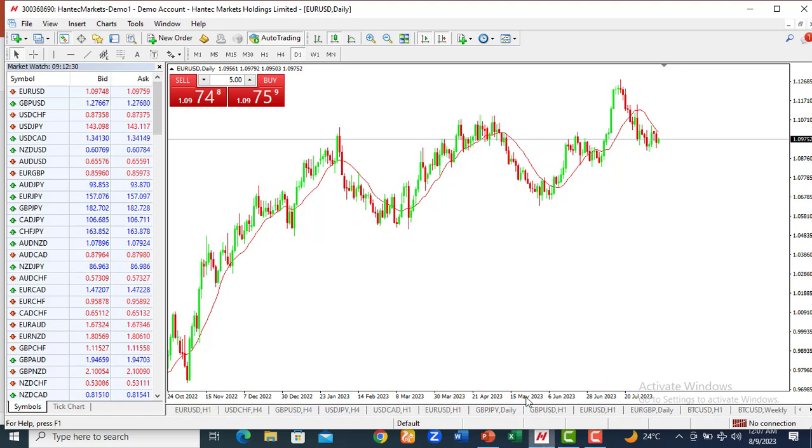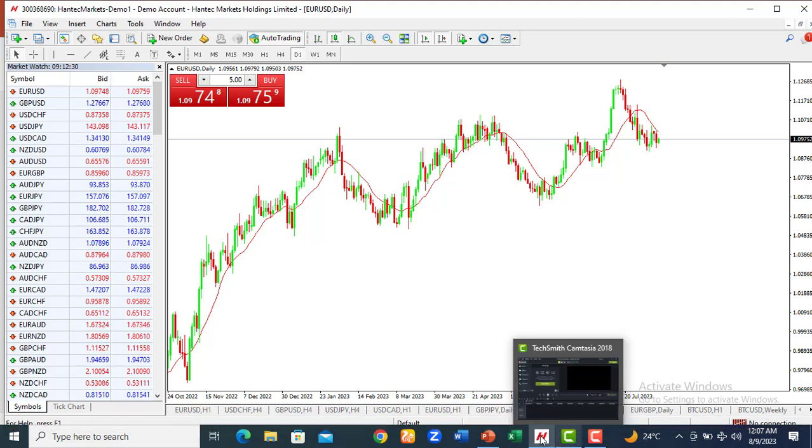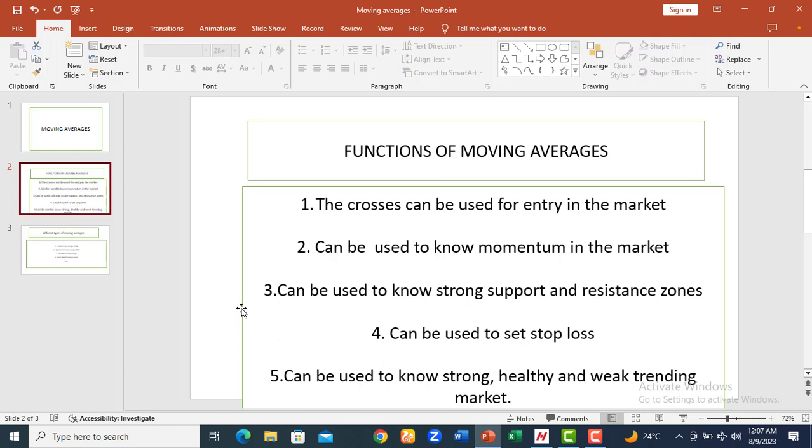So why do we make use of these moving averages? Functions of moving averages: the crosses can be used for entry in the market. Now, this is one of the common ways people use it in the market.